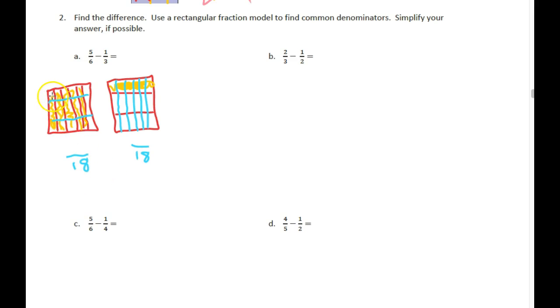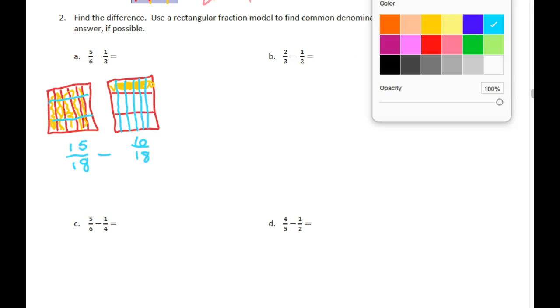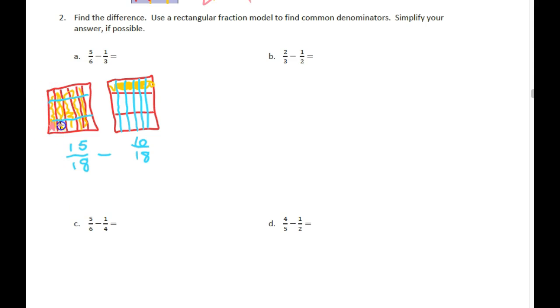Now if we count how many of them are colored, 3, 6, 9, 12, 15 of them are colored. And we are taking away 1, 2, 3, 4, 5, 6 of them. So we're taking away 6 of them. So let's get another color. We'll go pink. And we'll make our X's. We're taking away this one, taking away this one, 2, 3, 4, 5, 6 of them.